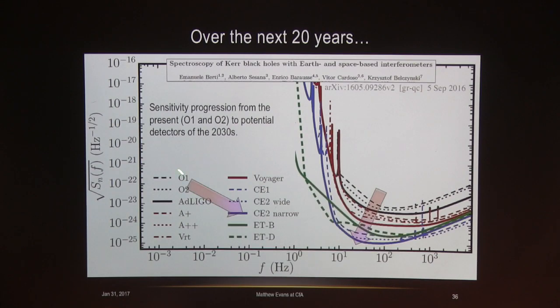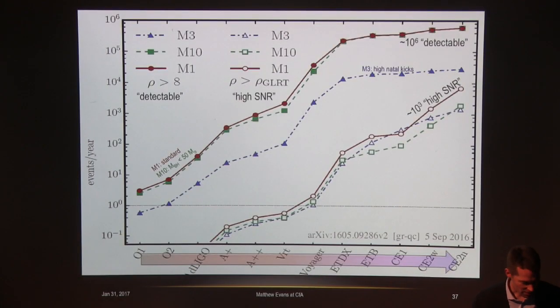So here we're moving from the present. I added the arrows. We're moving from the present, O1, O2, to this thing out in the future, Cosmic Explorer, CE. And that's this progression of sensitivity getting better, like this. So going from now to the 2030s. And their prediction is that our event rate for these future detectors would be almost 1 million per year. It's huge. Some huge event rate.